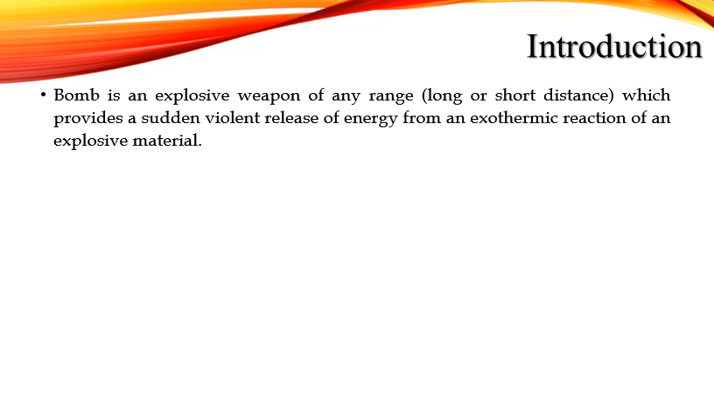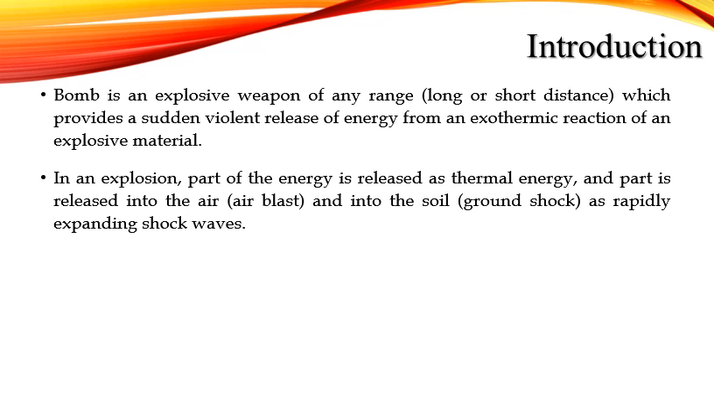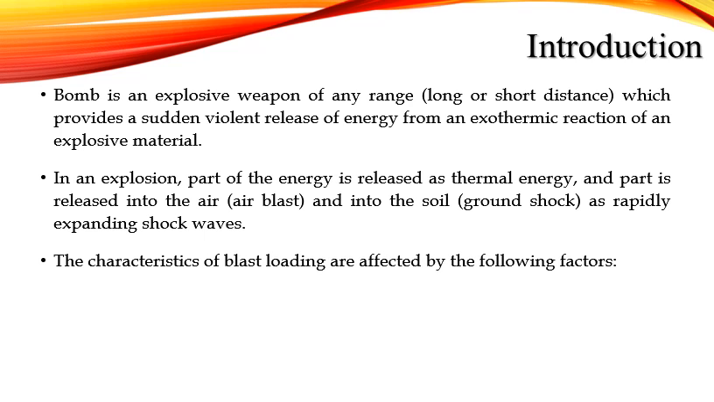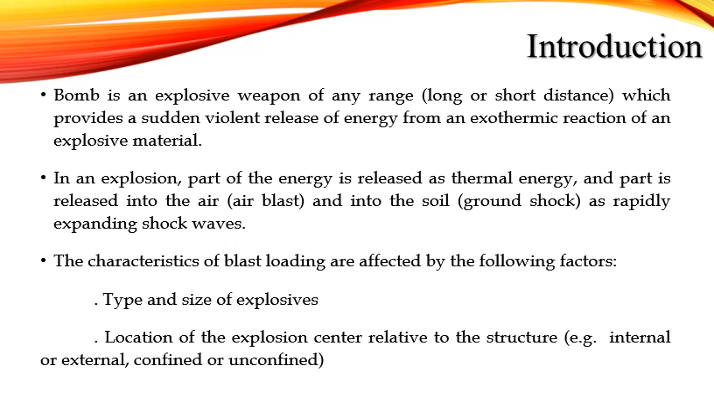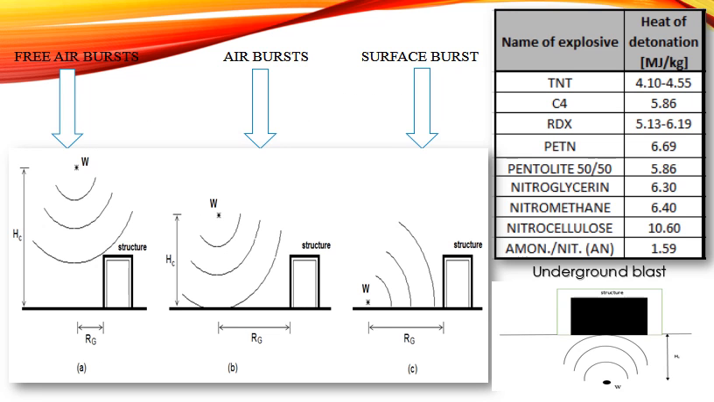A bomb is an explosive weapon of any range which provides sudden violent release of energy from an exothermic reaction. In that explosion, the energy is released as thermal energy, and some part of the energy is released into air and some part into soil, which is known as shock waves. The characteristics of blast loading are affected by the type and size of the explosion, and the location of the explosion center relative to the structure. There are 4 types of blast: free air blast, air blast, surface blast, and underground blast. We are mainly focusing on the underground blast.